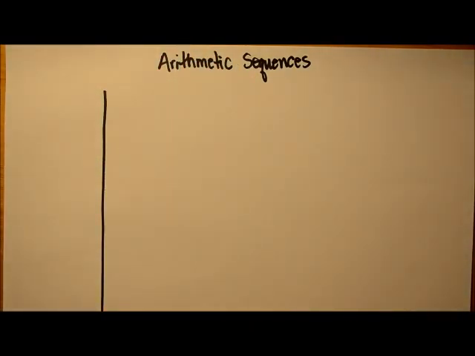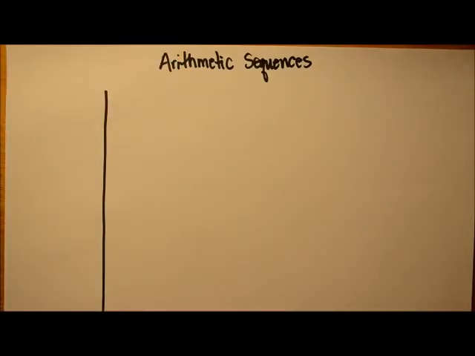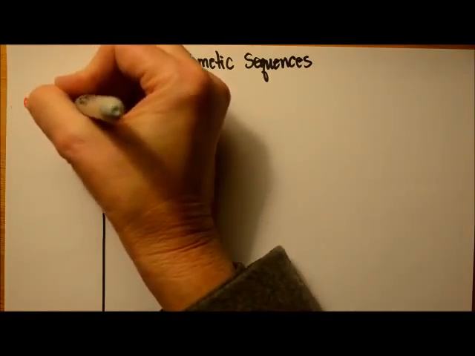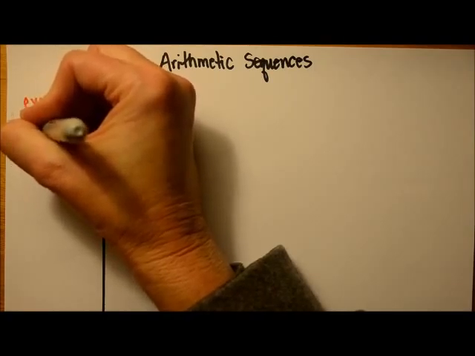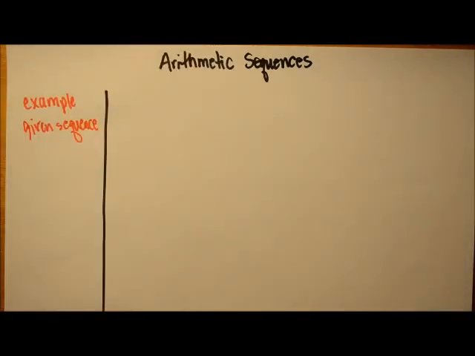Okay, now the next piece of this, I'm going to split into 2 different parts. So the first one is when they give you a sequence. So this is an example where they give you a given sequence. And then the next one will be just when they give you terms. Okay, so this one's an example of a given sequence.